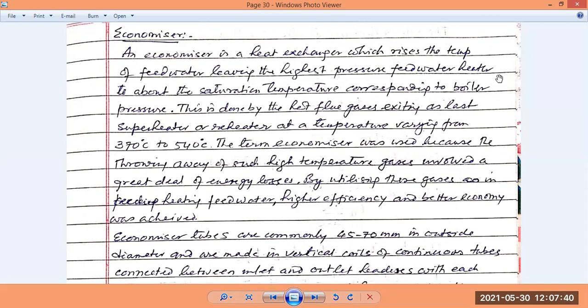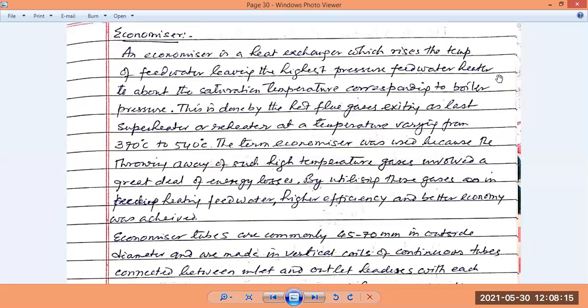Next, we go to the economizer. The economizer is a heat exchanger which raises the temperature of the feed water, leaving the highest pressure feed water heated to about the saturation temperature corresponding to the boiler pressure. So what is this? It is an economizer. It's a big name, but it is one of the most useful parts of the total system. It is a heat exchanger which transfers heat from the surroundings to the incoming fluid going through the heat exchanger itself.